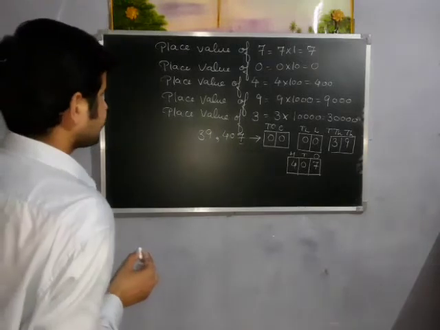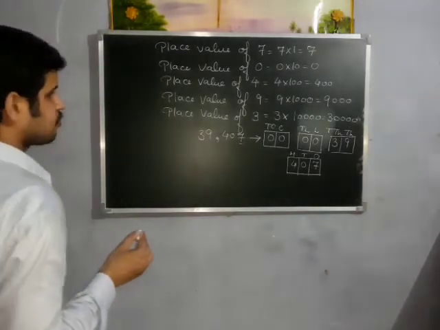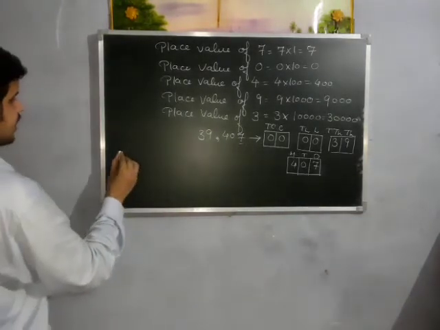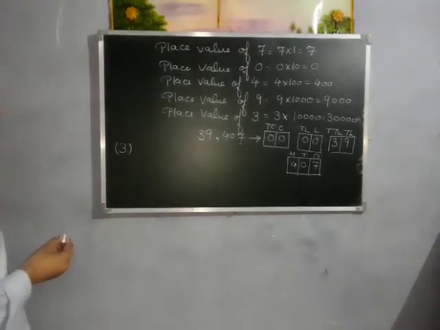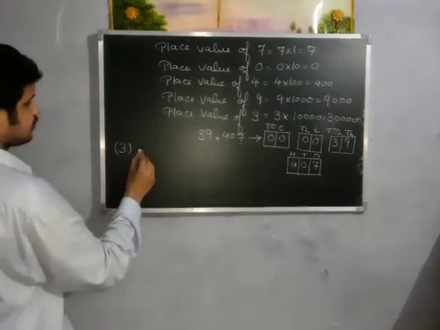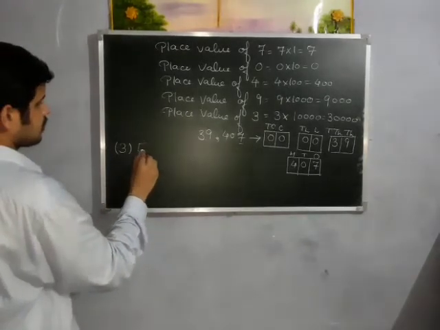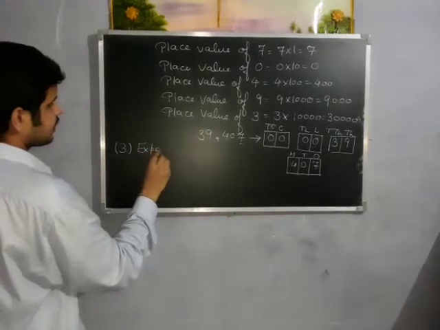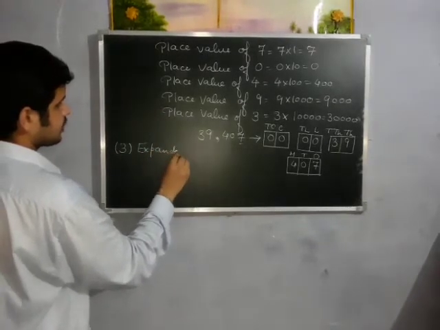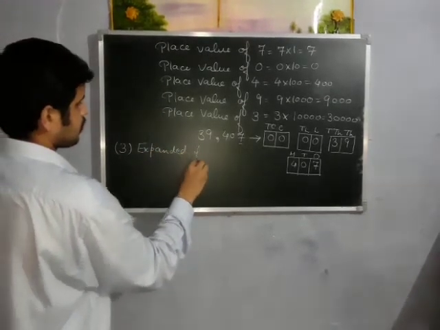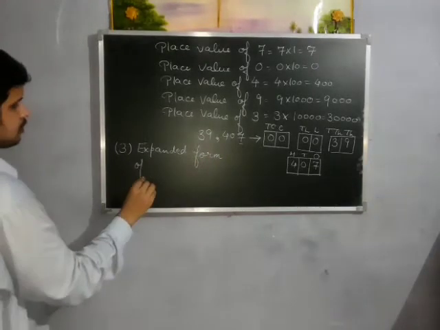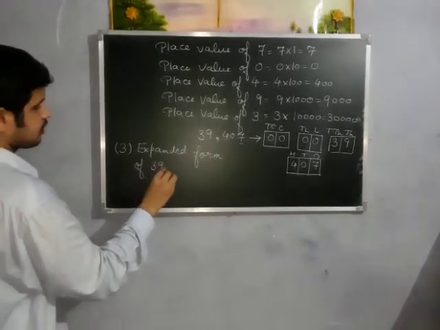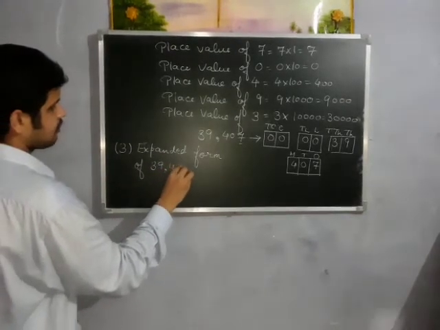Now students, we will expand. So this is the third step, expanded form of 39,407.